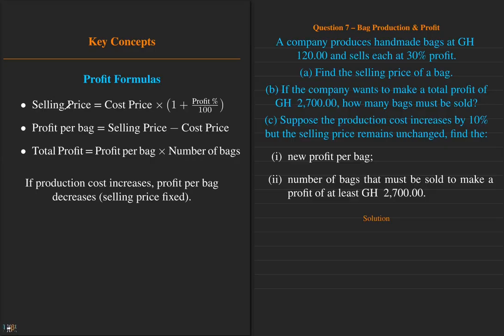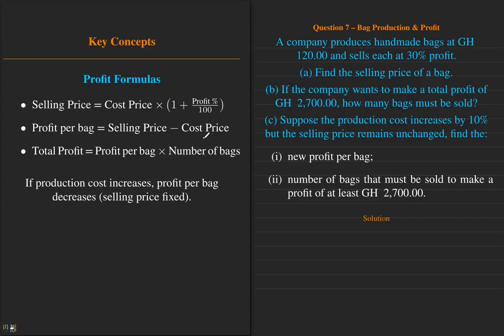So the selling price is simply the cost price times 1 plus profit percent over 100. If you have the profit percent as we have over here and the cost price, you can always get your selling price. Now, if you want the profit per bag, then it is your selling price minus the cost price. Your total profit is simply the profit per bag times the number of bags you have sold.